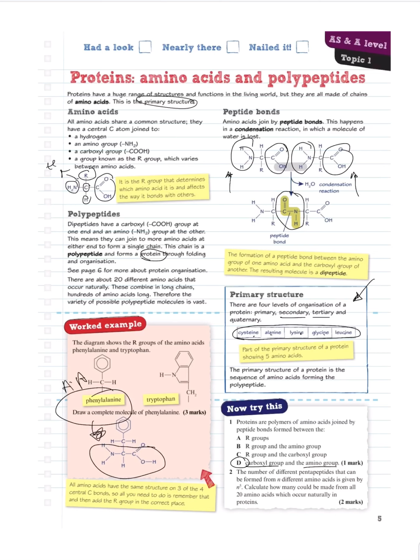The number of different pentapeptides that can be formed from N different amino acids is given by N to the power of 5. Calculate how many could be formed from all 20 amino acids which occur naturally in proteins. This is easy. It's just 20 to the power of 5, which would give you 3,200,000. That's it.